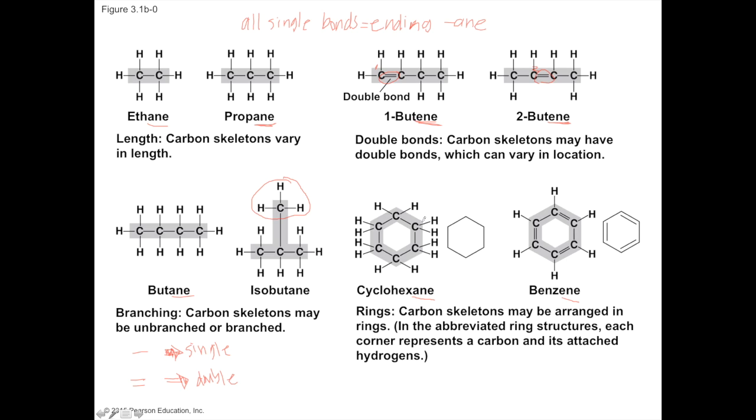This guy here is all single bonds, but notice this one has 3 double bonds, right? So that's a benzene. Benzene has 6 carbons. Cyclohexane has 6 carbons. What's changing here is the number of hydrogens. You're going to have more hydrogens in your cyclohexane versus your benzene.